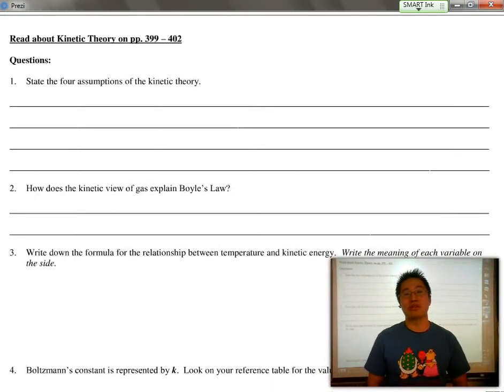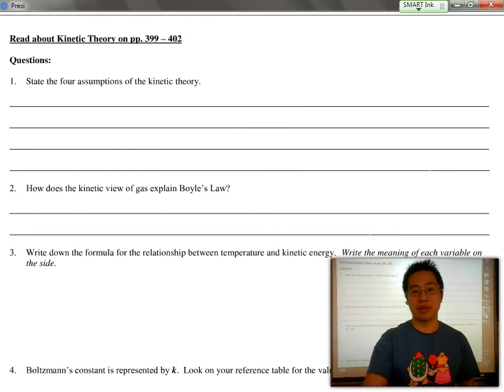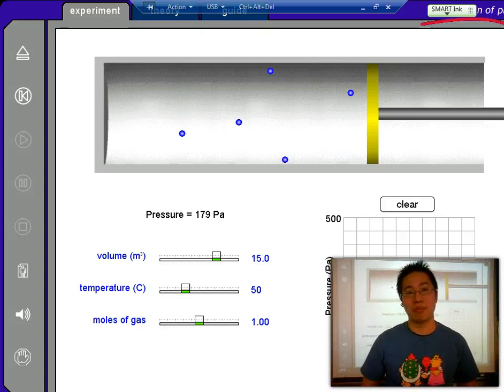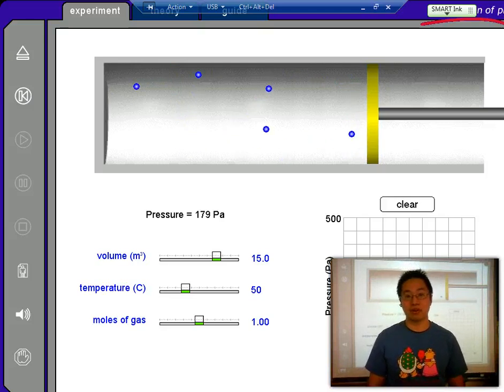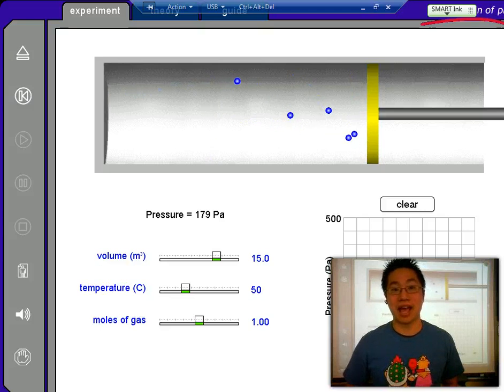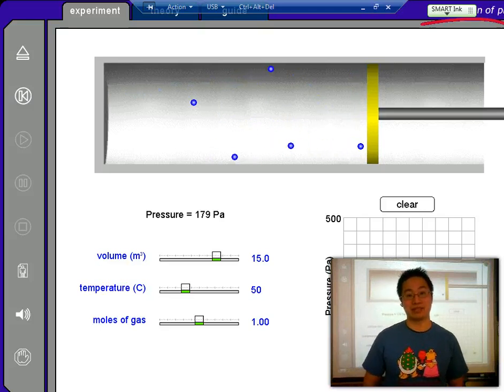Now, last year you talked about ideal gases a little bit in chemistry, but when we talk about kinetic theory, we're going to go into this a little bit more in depth. And let's just recap the kinetic theory first. There are four main assumptions that the kinetic theory has about ideal gases.